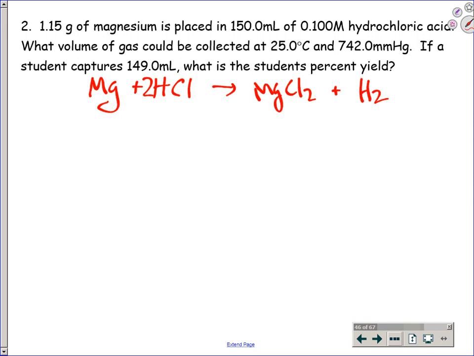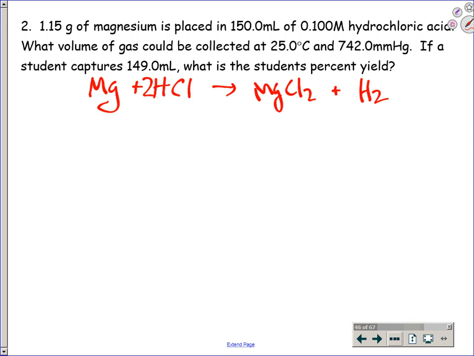Hydrogen gas, right? Because it says they capture the volume of said gas, which is hydrogen gas. So we have to talk about the exact same things. We're looking for milliliters or liters or whatever volume of the hydrogen gas. So the real question here is, how do I get to liters of hydrogen gas? Well, we kind of already knew that was our question, so that's what they asked us right here when they said what volume of gas could be collected, right?